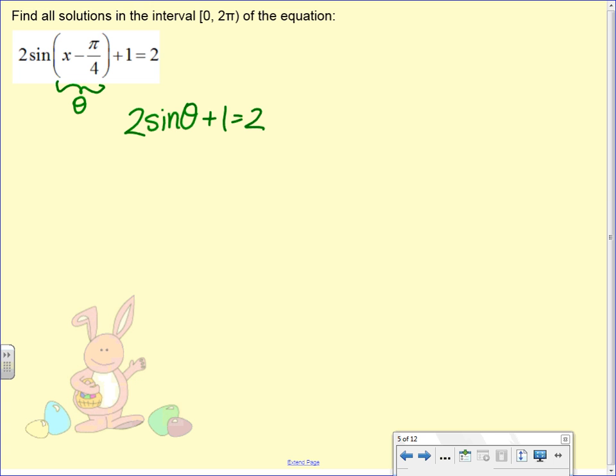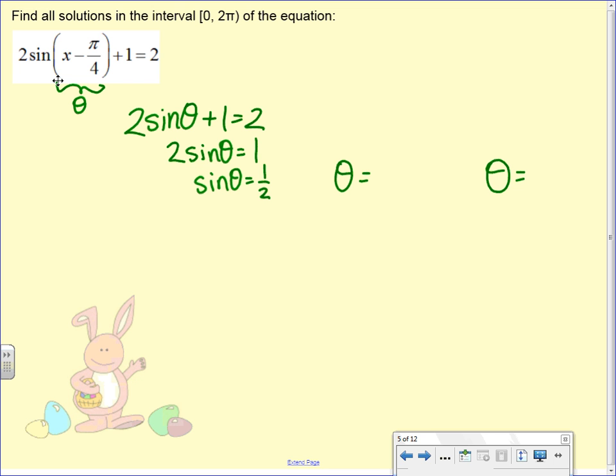Subtract the 1. Then divide by 2. Sine is a half. That's something that's on my unit circle. How many times on your unit circle does sine equal positive a half? 2 times. There are 2 solutions to this.